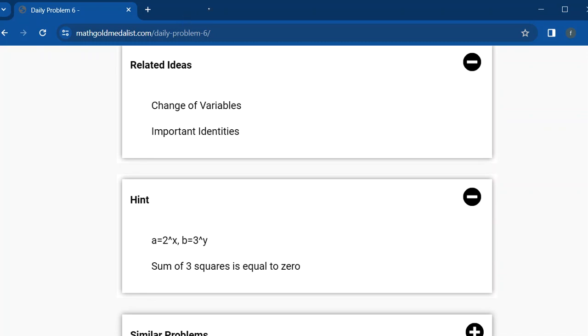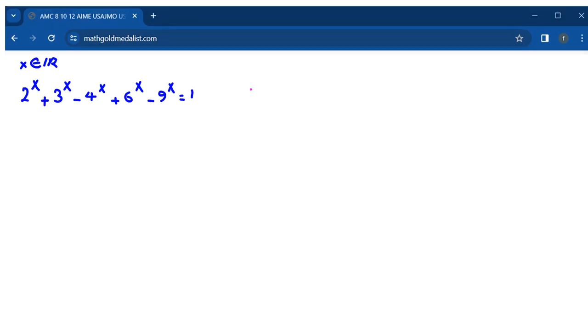Okay, so we can say here, as I said in the hint section, a is 2 to the x, b is 3 to the x, so let's write. First one is a, next one is b. 4 to the x is what? I want to use a. It is 2 squared to the x.